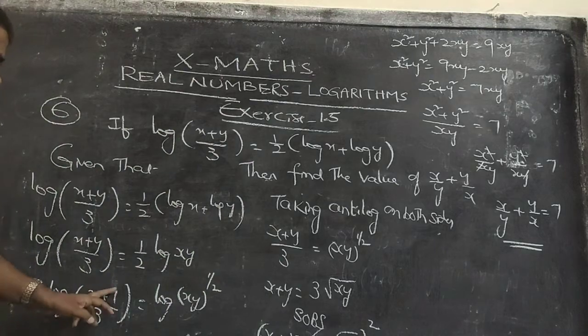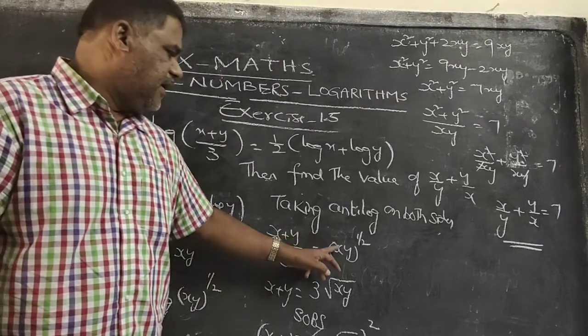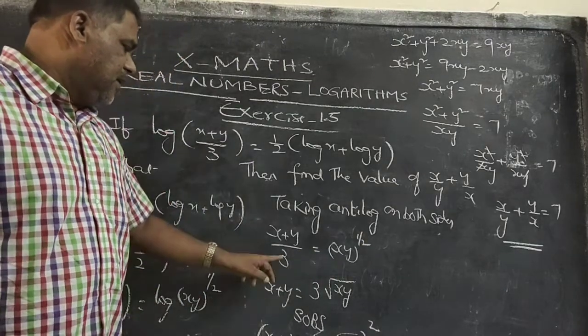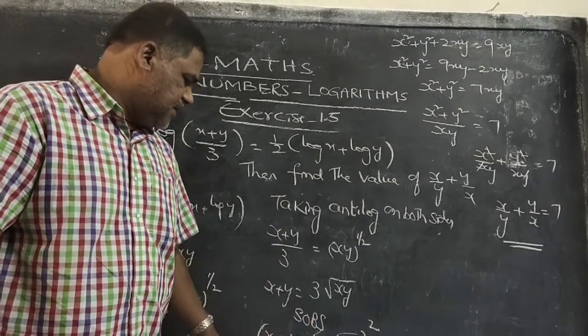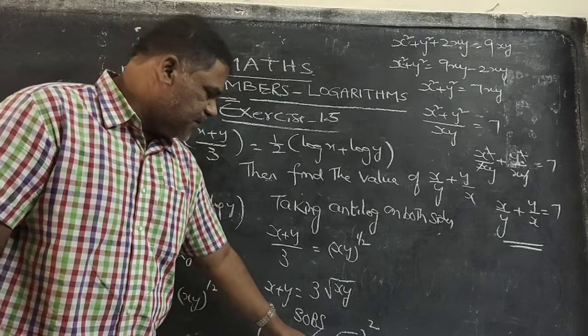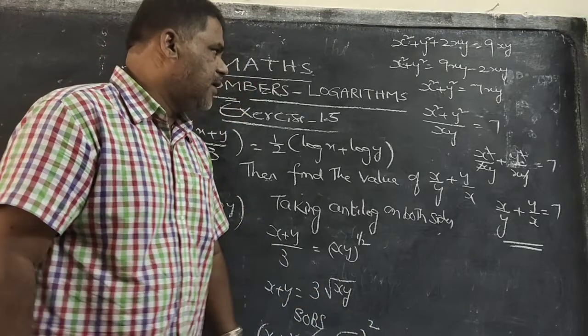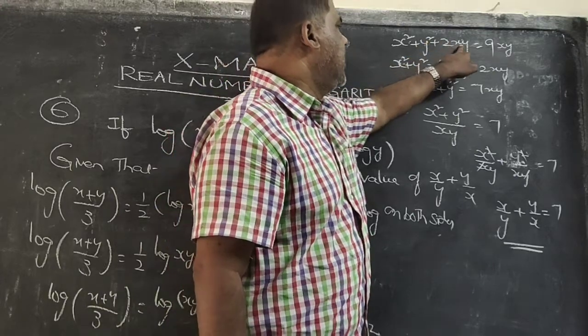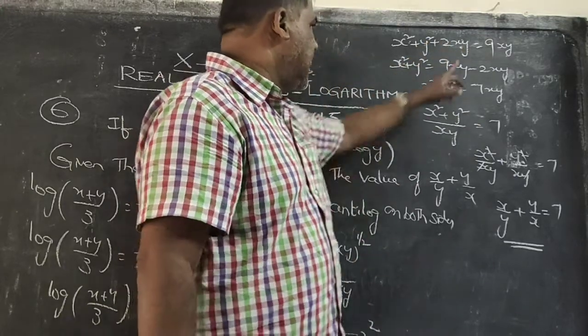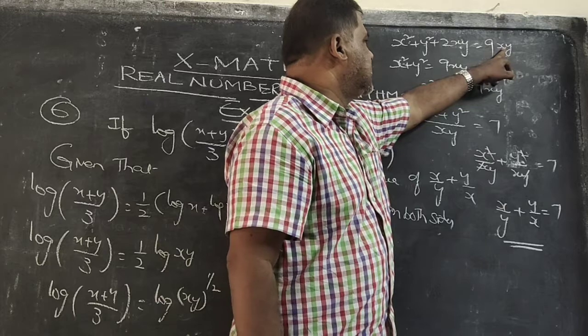So here we will get (x + y)/3, here we will get (xy)^(1/2). Cross multiply, 3 comes here. Now squaring on both sides, (x + y)² is equal to (3√(xy))². (a + b)² is a² + b² + 2ab. 3² is 9, (√(xy))² is xy.